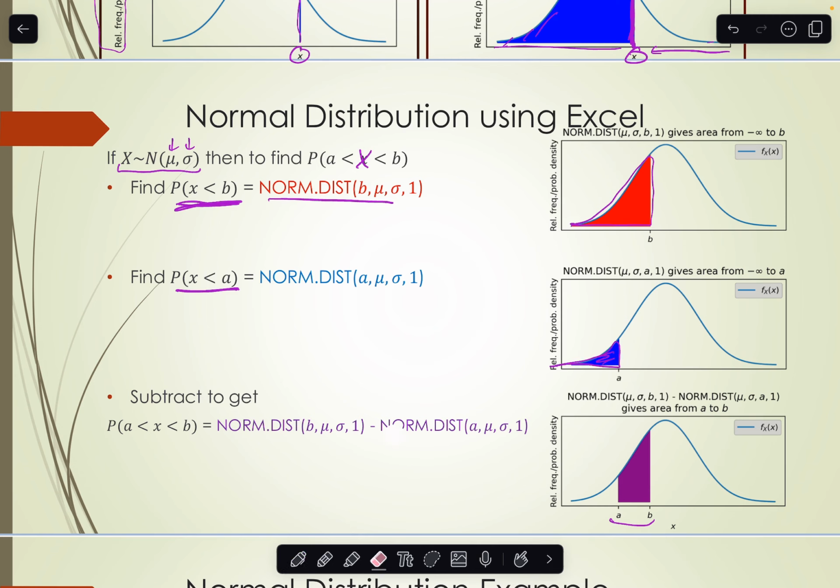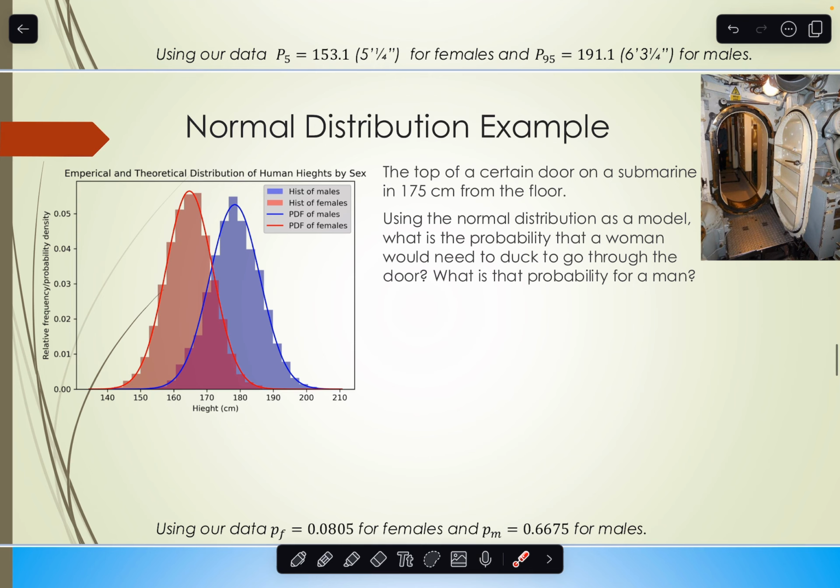If you subtract the area to the left of A from the area to the left of B, you get what you're looking for. You get this area right here. So you're taking away this area here from this bit. And what you get is what remains right there. And so these pieces right here are what you put into Excel.